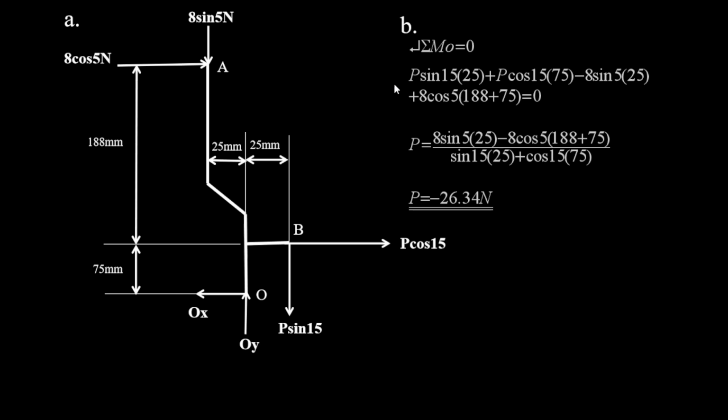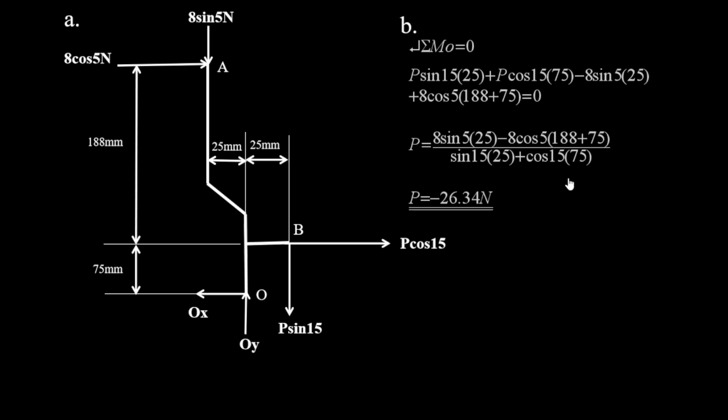P sin 15, if we take it clockwise, which is here, we'll be multiplying with 25. So it's going clockwise, so it's positive. P cos 15 is also going clockwise this way, as you can see, and it's 75 from O. And then 8 sin 5, which is here, is going anti-clockwise, and is 25 from O. And then 8 cos 15 is 188 plus 75 from O, and that one is going clockwise also, plus equal to 0. You do your algebra very well.